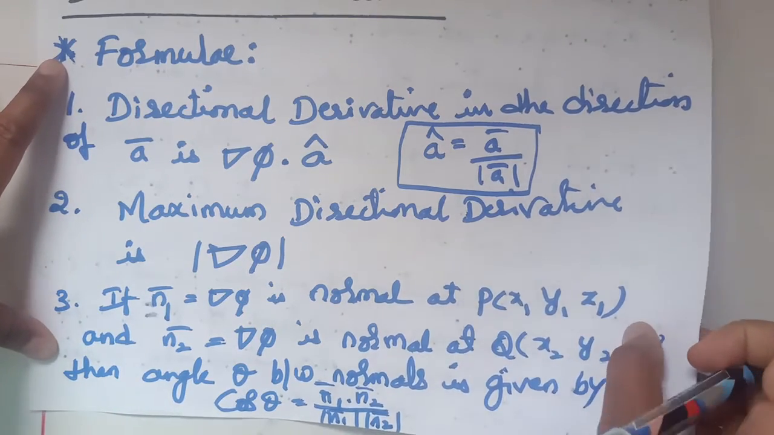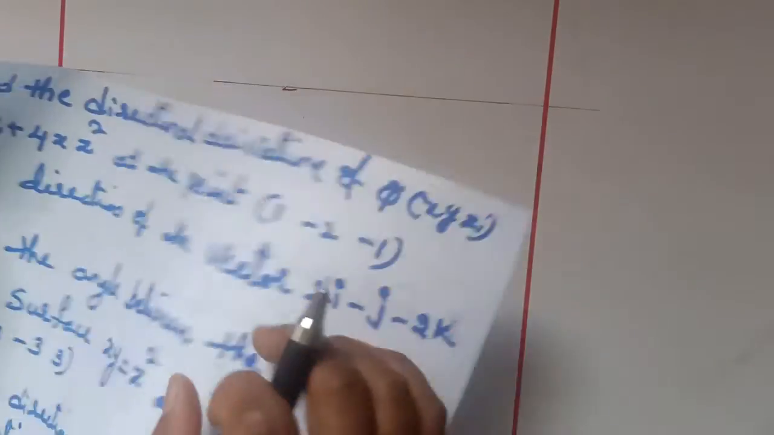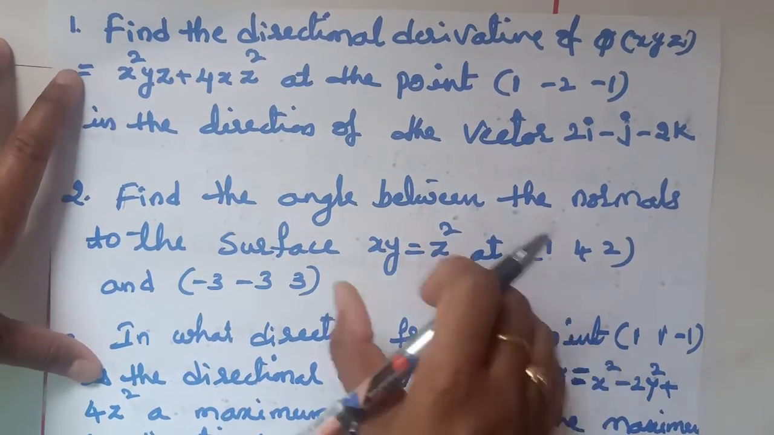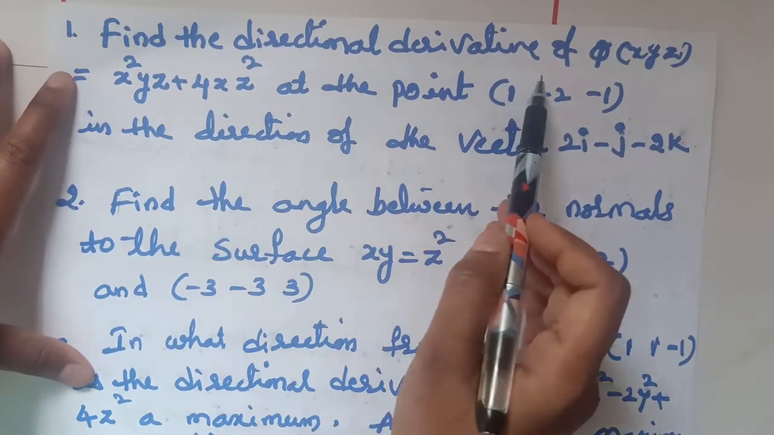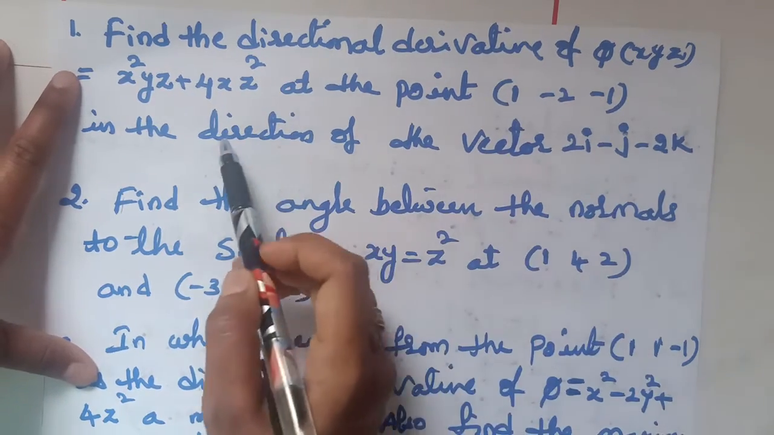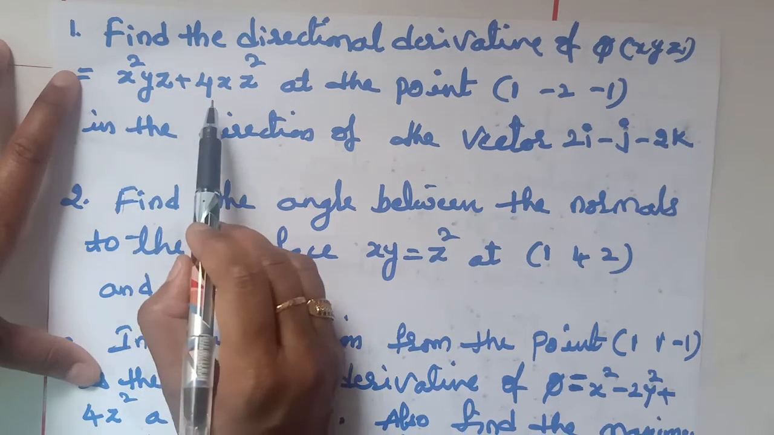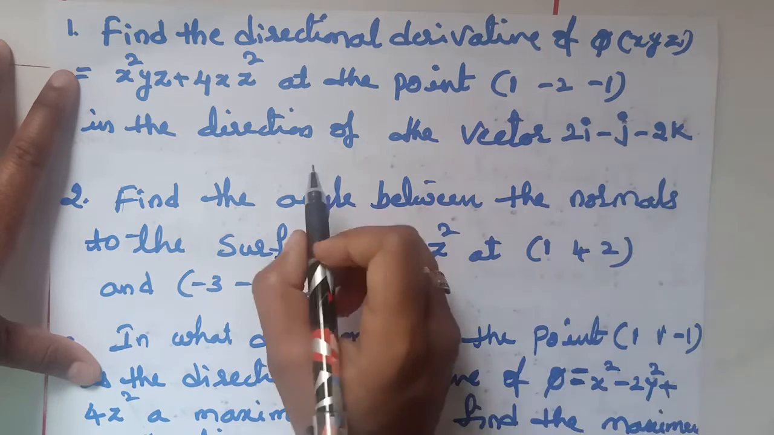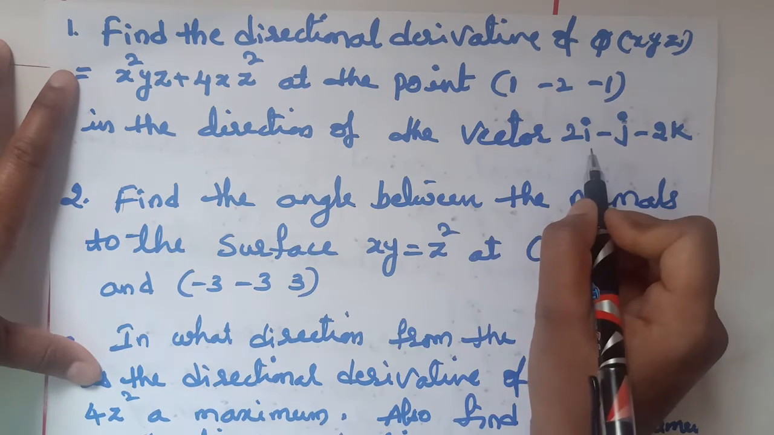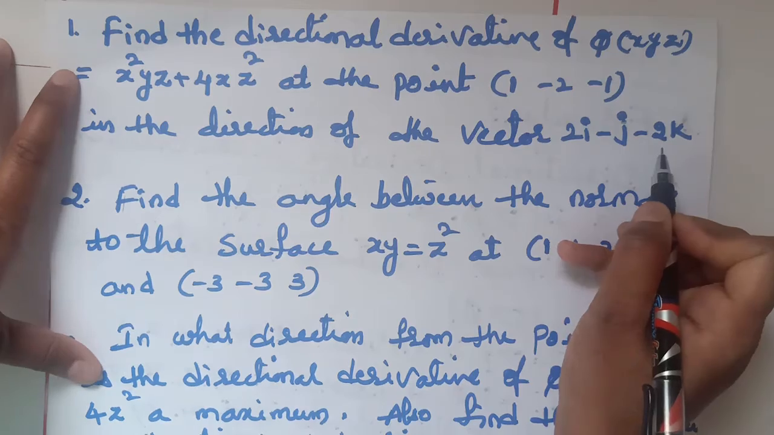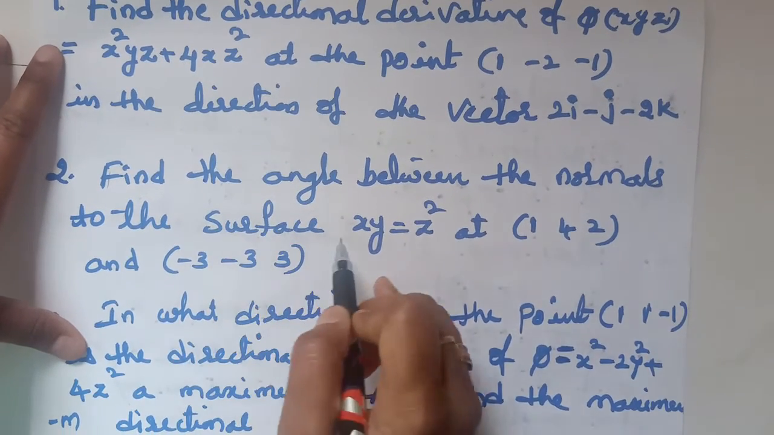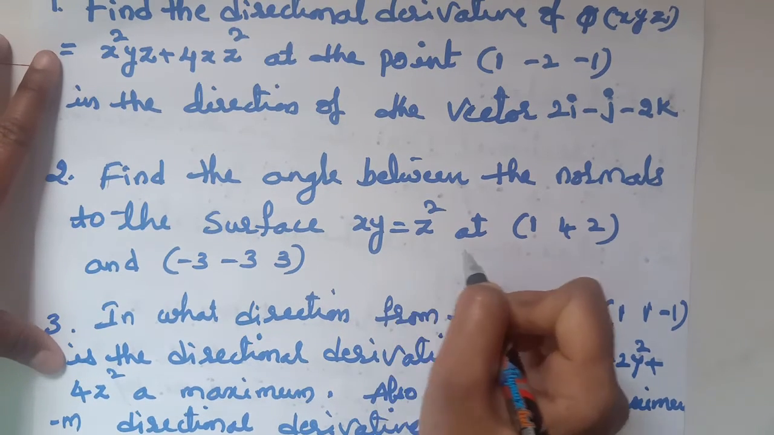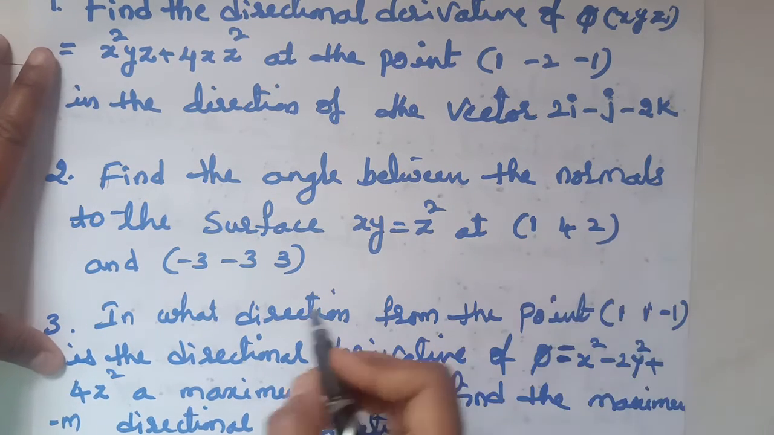Okay, here are some problems. We are going to solve these problems in this session. First one, find the directional derivative of phi of x, y, z equal to x squared yz plus 4xz squared at the point (1, -2, -1) in the direction of the vector 2i - j - 2k. Second one, find the angle between the normals to the surface xy = z squared at (1, 4, 2) and (-3, -3, 3).